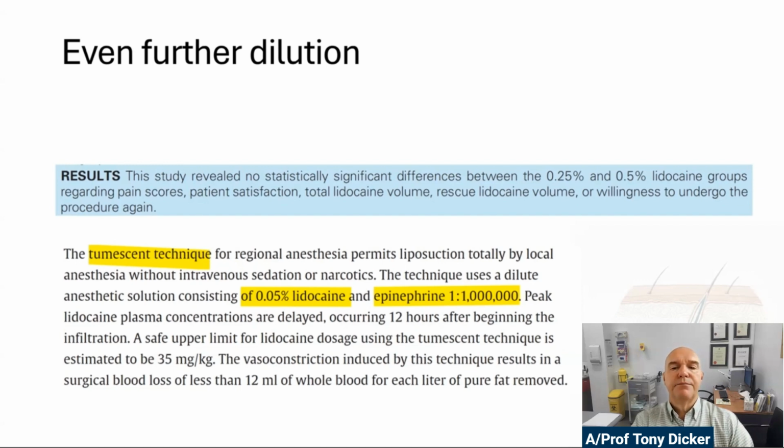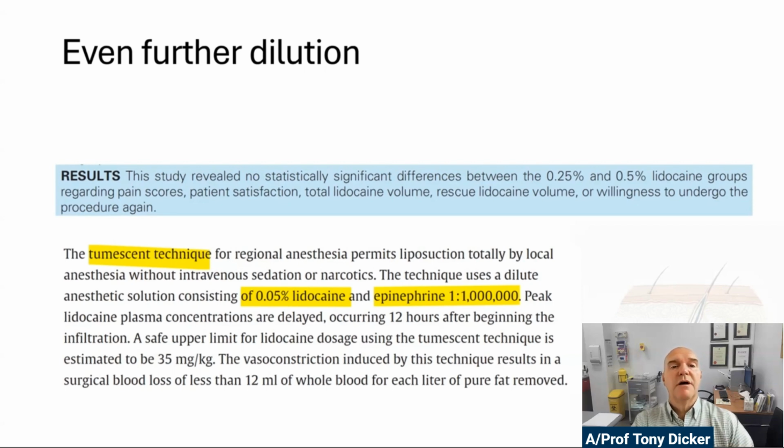So rather than a 0.5%, they go to a 0.05%, and the adrenaline is down to like 1 in a million rather than 1 in 100,000. So they're doing it at least at 10 times, 20 times dilution from what comes in those 1% vials. Now, there's a difference there because, apart from very small procedures, liposuction tends to be done with either some sedation or even general anaesthesia. So it's not just for the local anaesthetic effect only.